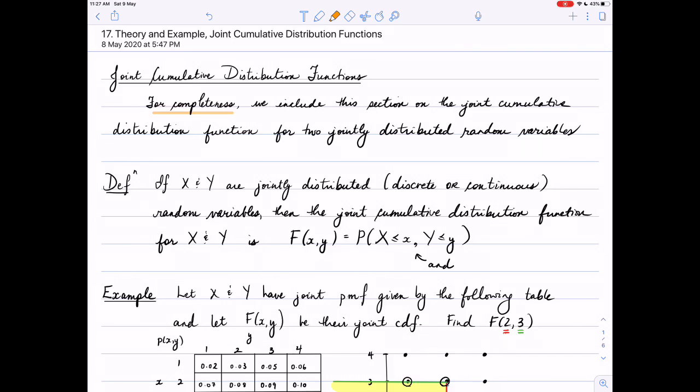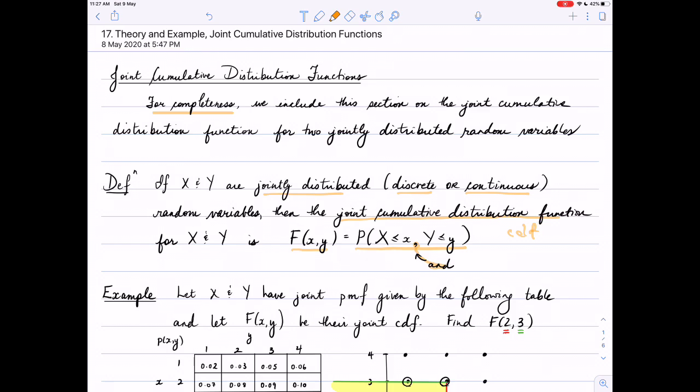And so here is the definition. If x and y are jointly distributed, and it doesn't matter for the definition whether they are discrete or continuous, then the joint cumulative distribution function, or joint CDF, is a function F of x, y such that it gives us the probability that X is less than or equal to little x and Y is less than or equal to little y, remembering that the comma means and.